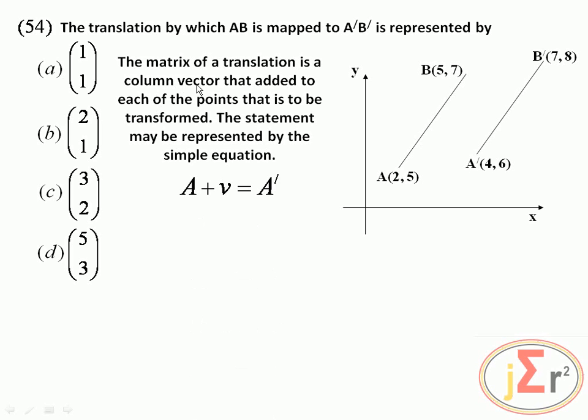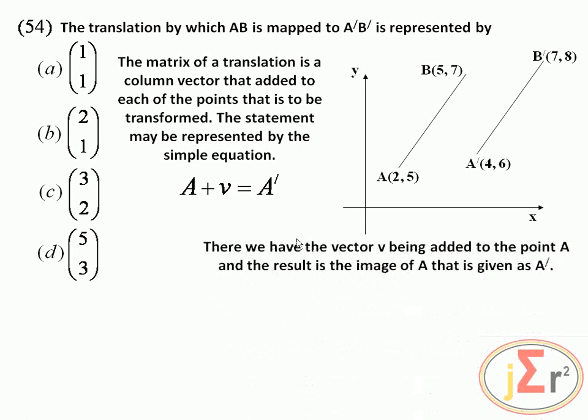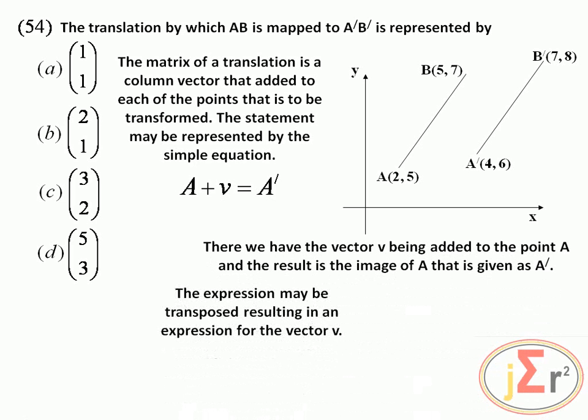The matrix of translation is a column vector that is added to the point that is to be transformed. So this is the vector that is added to the point that is to be transformed, and the result is the image A prime. There we have the vector V being added to the point A, and the result is the image of A that is given as A prime. The expression may be transposed, resulting in an expression for the vector V.